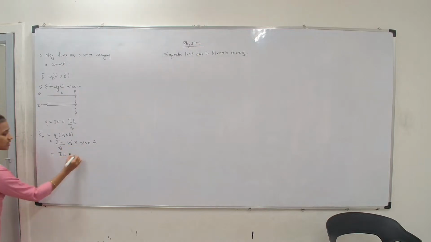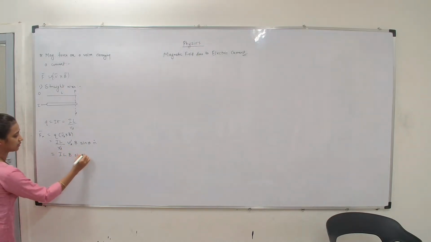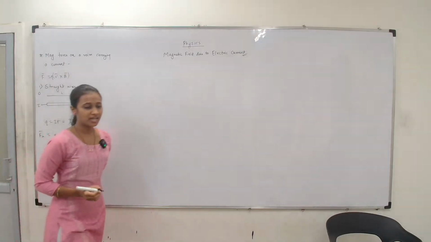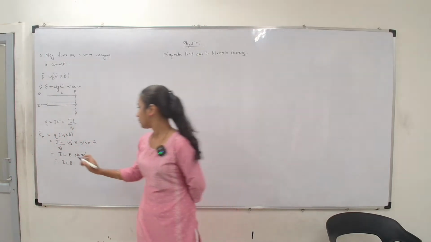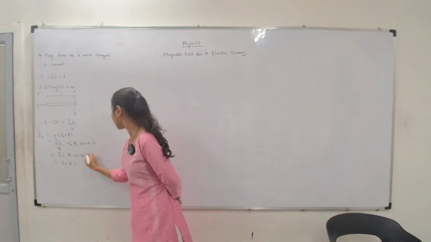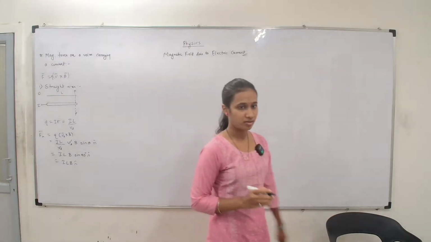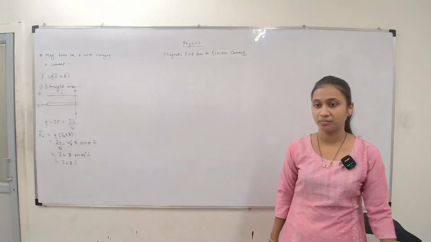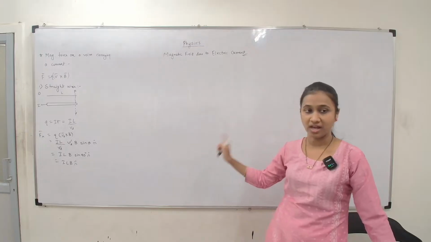That is sin 90, maximum, that is equal to I into L into B. Okay, n cap is giving you the direction, because we have shown the vector here. It is the direction of the force, where n cap is a unit vector perpendicular to both Vd and B.